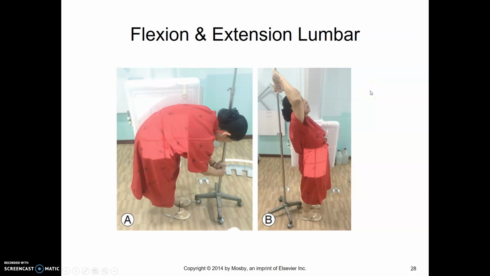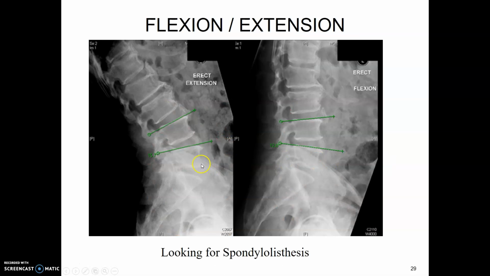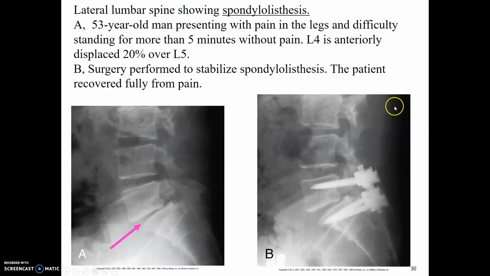Flexion and extension views are a common lumbar spine specialty view that we do. They're done standing next to the wall bucky, one flexion and one extension. And this is what they'll look like. You always want to document on the image as well which one is flexion, which one is extension.